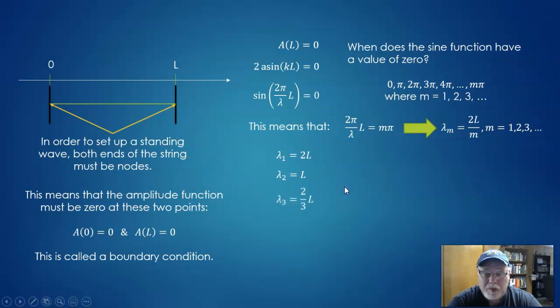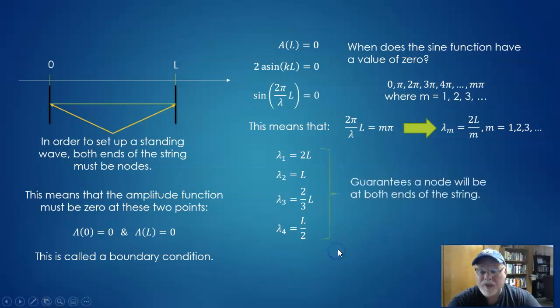Lambda 3 would just be 2/3 L. Okay, so a wavelength that's 2/3 the overall length of the string will fit in there and guarantee that we can have a standing wave. Lambda 4 would be half of the length of the string, and so on.